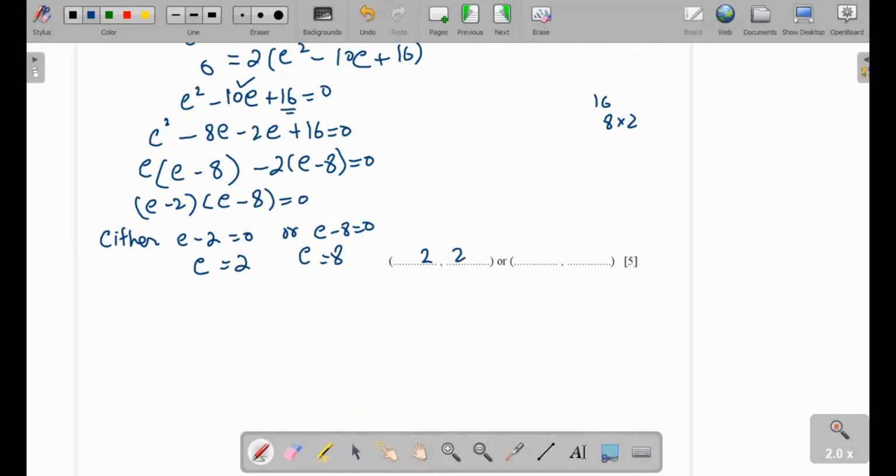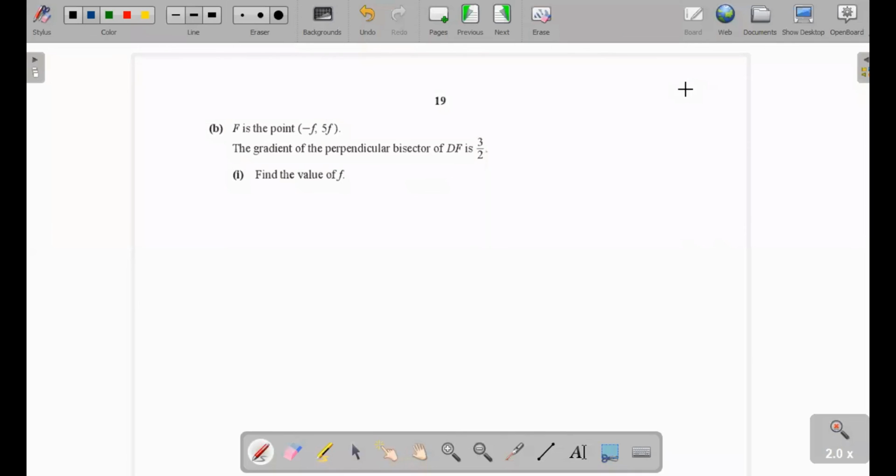2 to 8. Now BF is the point minus F, 5F. Gradient of the perpendicular bisector BF is 3 over 2. Find the value of F. Now here is the line. So this line is the BF line. We mark this, and that is the perpendicular line.